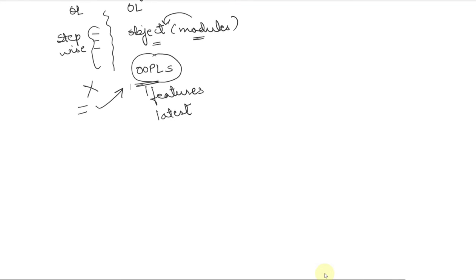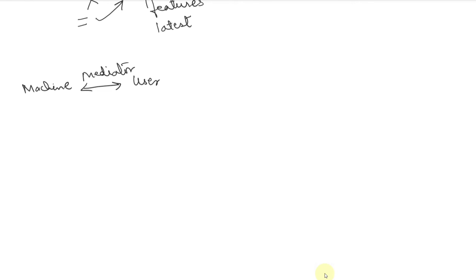Okay, so it's something like you have the machine this side, that is your computer, and you are the user. So, who is actually over here, the mediator in between? This mediator is your graphical user interface. Interface means the mediator.